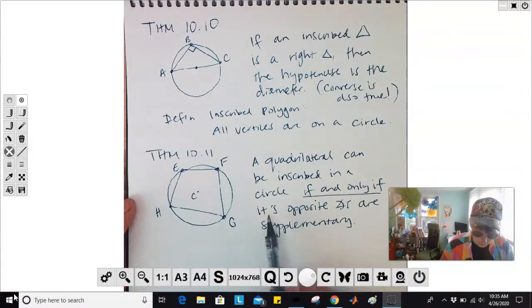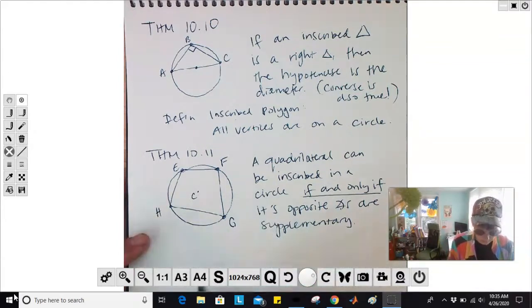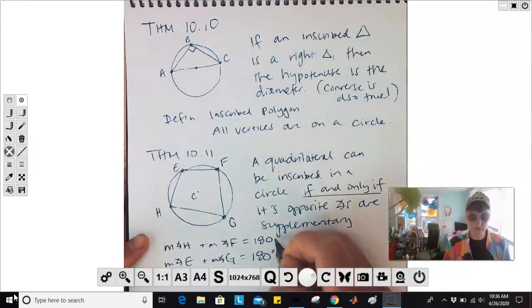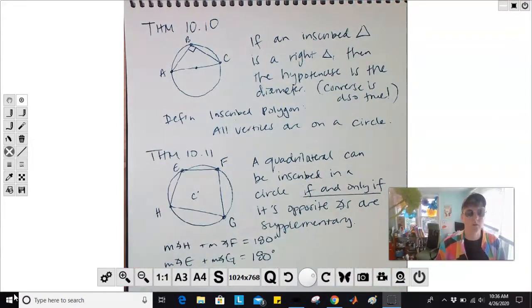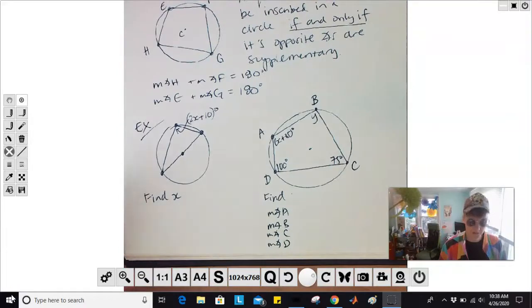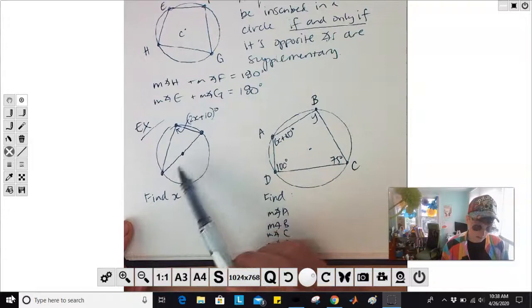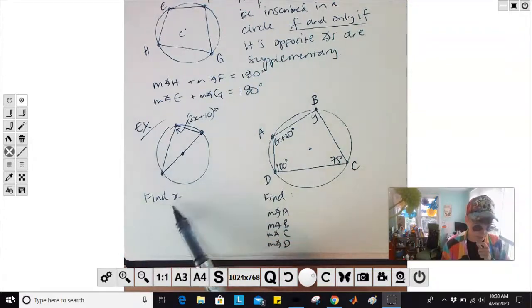Let's just write out which opposite angles are supplementary here. This means H and F are supplementary, so the measure of angle H plus the measure of angle F would equal 180, and the measure of angle E plus the measure of angle G would equal 180 degrees. Cool. So we've got two examples here. One, we've got an inscribed triangle where we're going to find x.